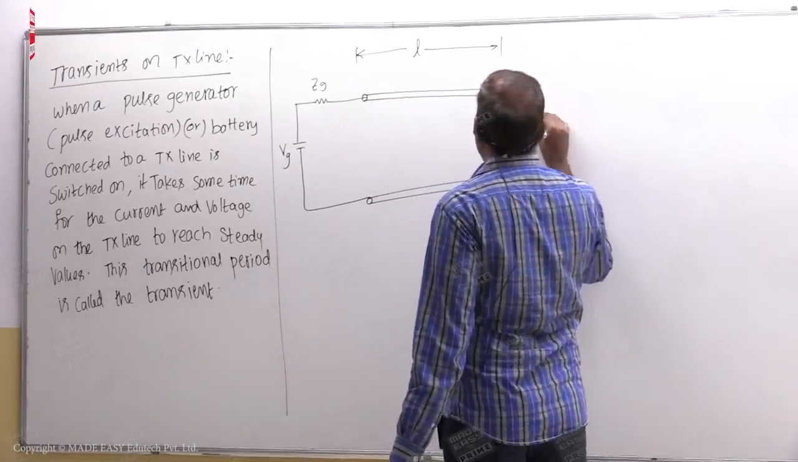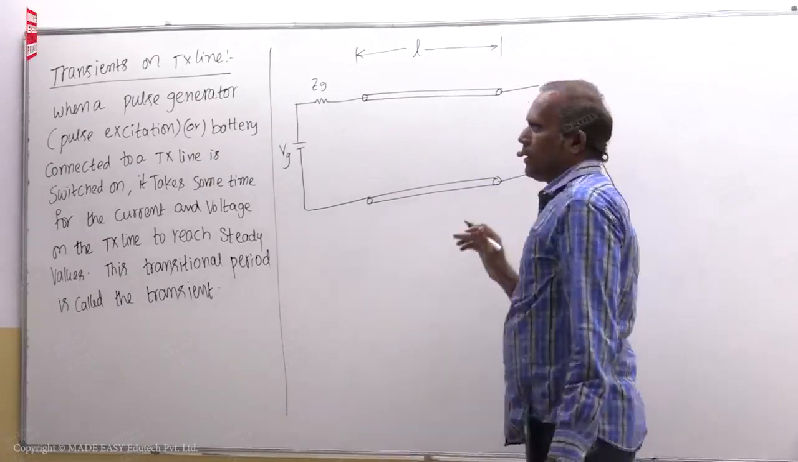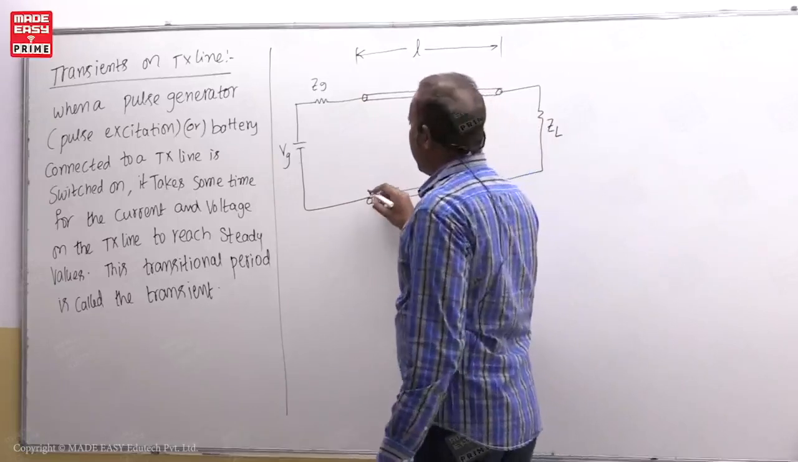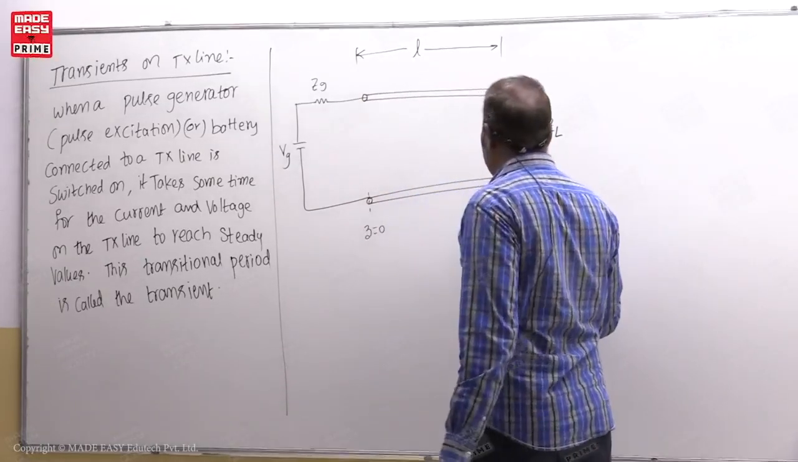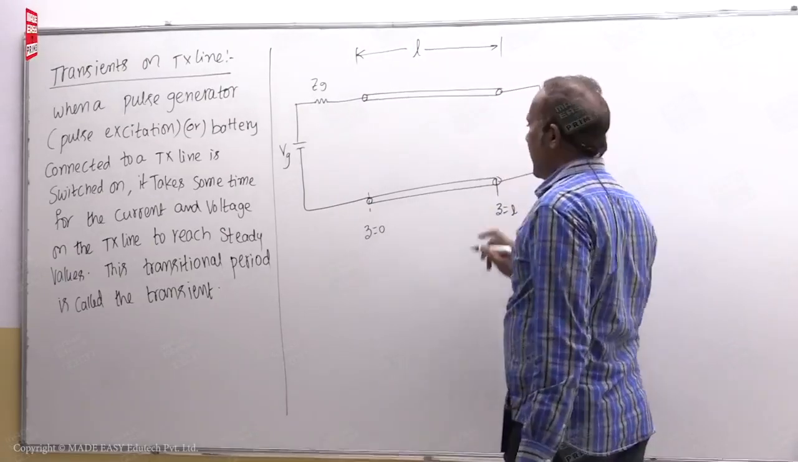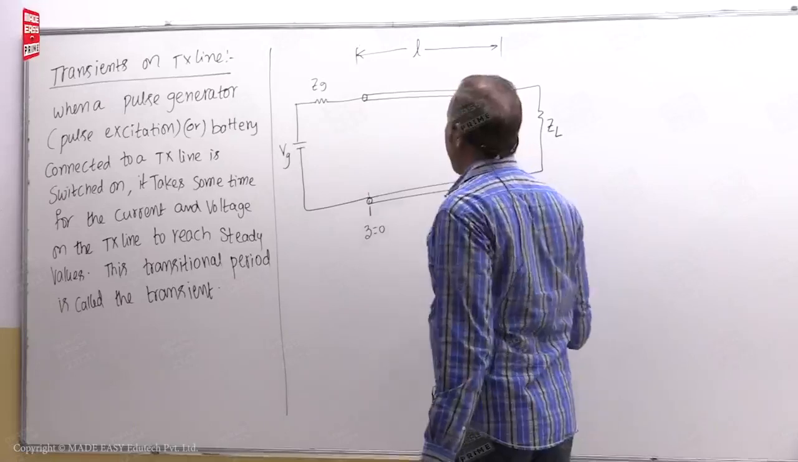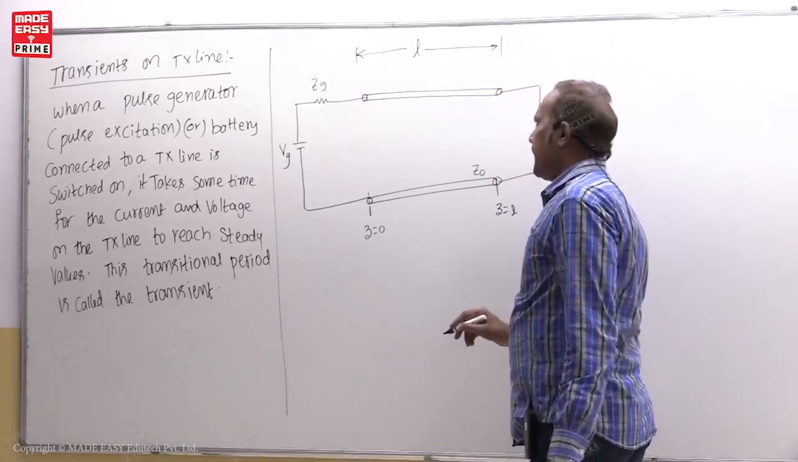Now here you are connecting a load impedance. Then this is called Z0, and this is called Z equal to the total length of the transmission line. So this is the total length of the transmission line. Now Z0 is the characteristic impedance of this transmission line.